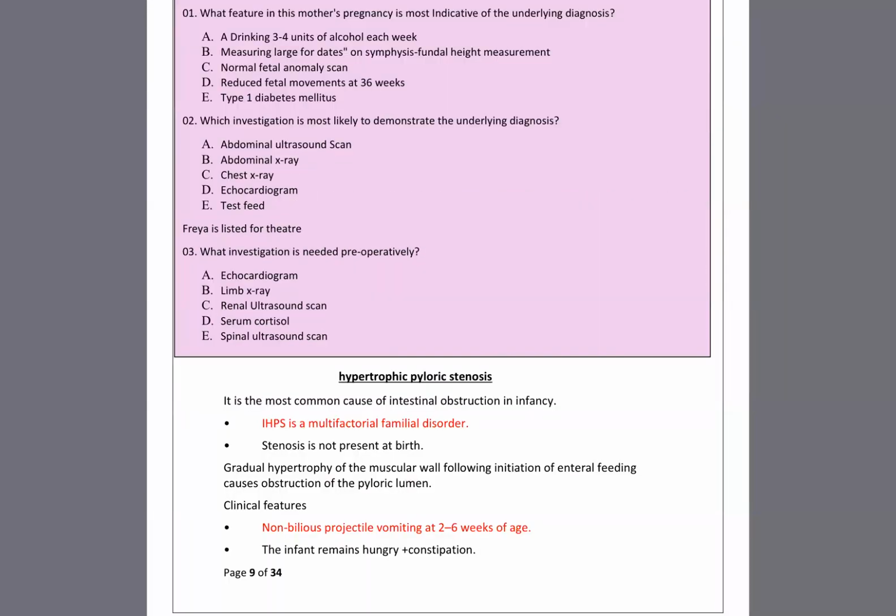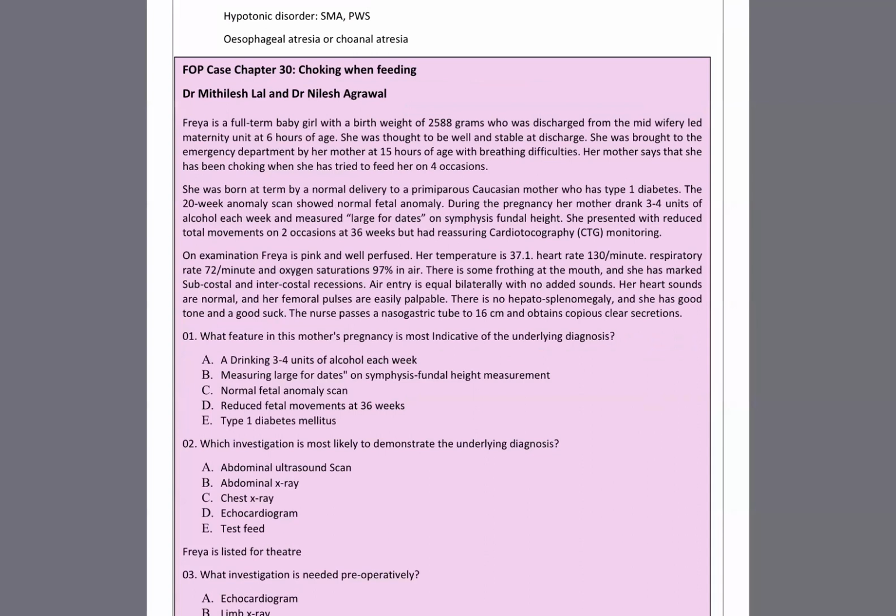Okay, so we will take just 5 minutes, only a 5 minute gap. Then we will come back.